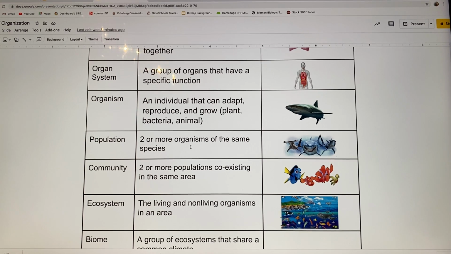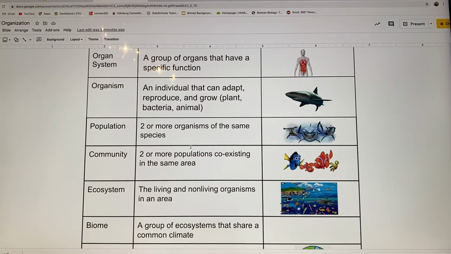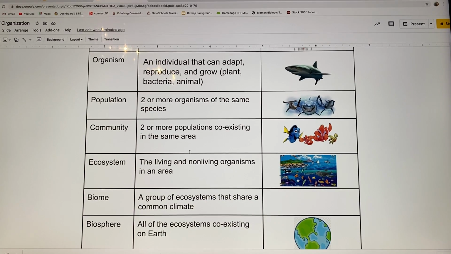Let's say you go out to a coral reef or a rainforest, you're going to find a lot of different species of animals coexisting in the same area. That's a community. Then you have the ecosystem. This is basically the living and non-living organisms in an area. Living, bio; non-living, abio. Non-living is the water, the dirt, the rocks. Although there are living things in them, they are not themselves living things.